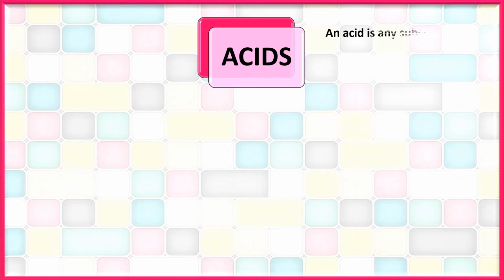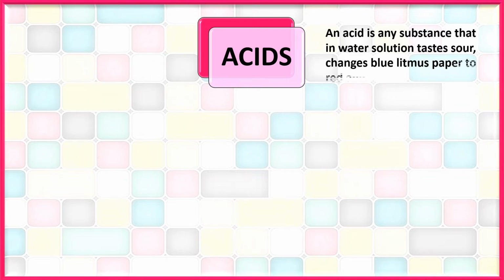What are acids? An acid is any substance that in water solution tastes sour. It changes blue litmus paper to red and is corrosive in nature. So we have an indicator called blue litmus paper. When we put that in an acid, it turns red, and so we know that that liquid is an acid. And acids are corrosive, meaning if they drop on a table or on any surface, they harm that surface. They are harmful in nature. They destroy that surface.